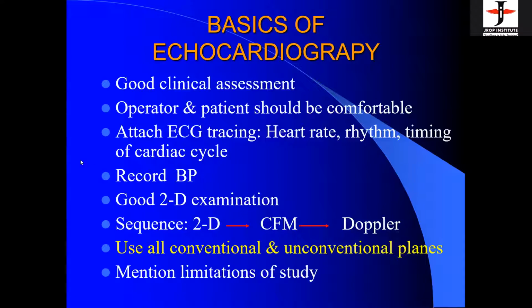Then, as Dr. Gupta has pointed out, a good 2D examination is the basis of all echo. Once you have done a good 2D examination, the next step is to do color flow mapping, and the next step is to do a Doppler. So the sequence of events in all echo examinations is 2D, color flow, and Doppler. Use all conventional and unconventional planes. Never be shy of mentioning the limitations of the study.